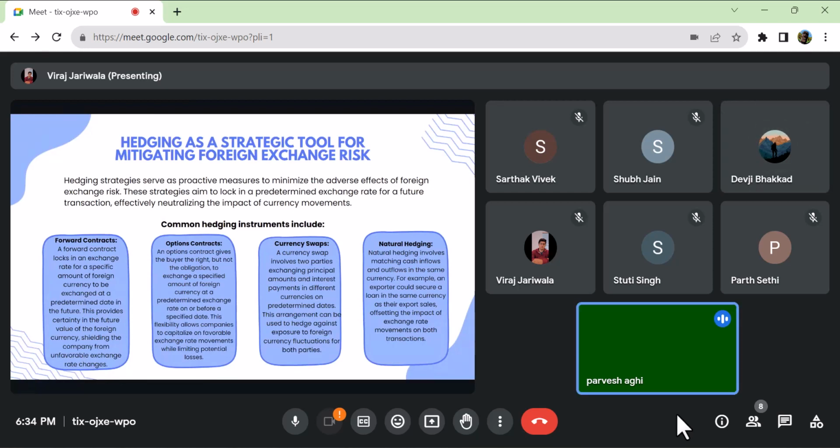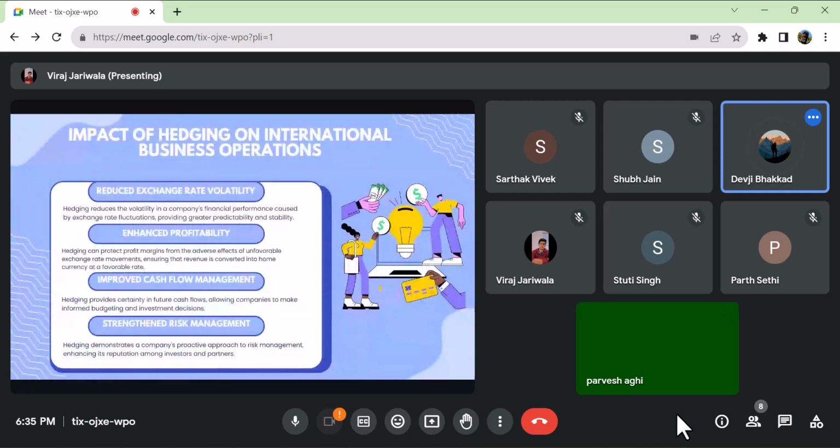So we understand, there are currency forward contracts, options, currency swaps, and natural hedging. So that is what we did in the course. So next slide, please. Impact of hedging on international business. Okay, go ahead.